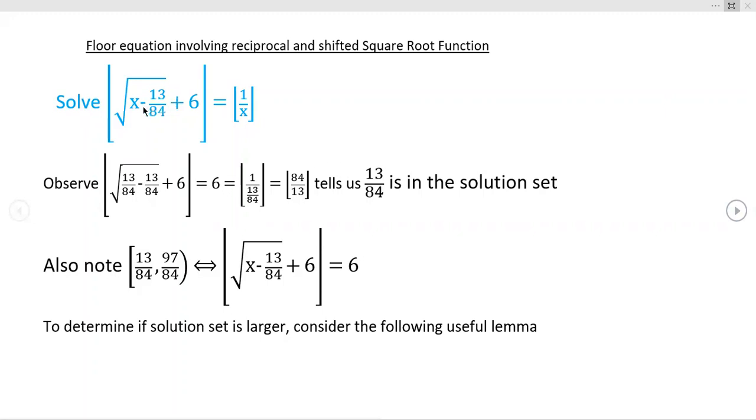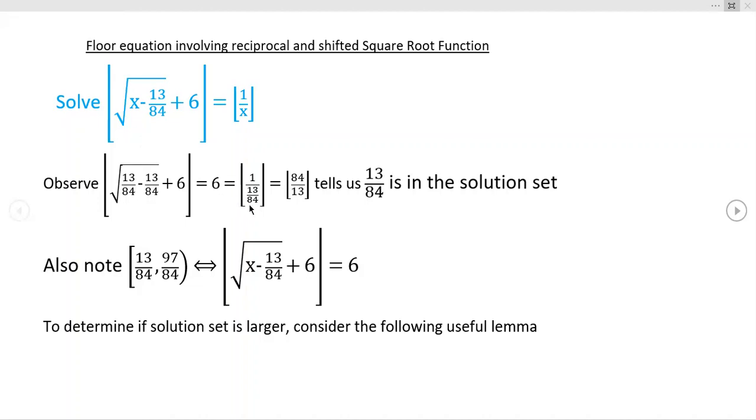Now, the first part of this, I guess you would call fairly straightforward. Most people would want to plug in 13 over 84 right here and observe that the floor is equal to 6. And that's exactly what happens. Note that that's the very first number even in the domain of this function. You couldn't pick 12 over 84 because you would have the square root of a negative number. So if you start at 13 over 84, this part becomes 0, and certainly you get a floor of 6. That's easy enough to see.